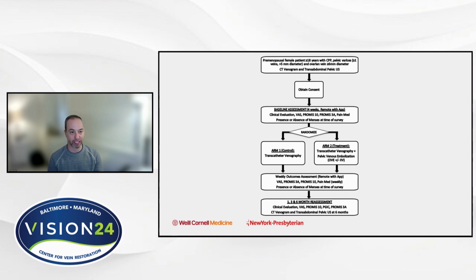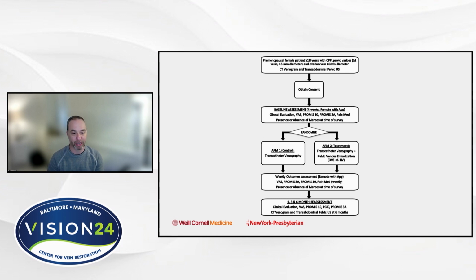Just to do this in another, more detailed manner to see how this trial is being situated, you can see the components that we've already discussed in text format, but premenopausal female patients greater than or equal to 18 years old, they have to have chronic pelvic pain, they have to have pelvic varices, they have to have ovarian vein diameter greater than or equal to 6 millimeters. We're going to do CTVs and transabdominal ultrasounds in all these patients. They're going to be monitored for a period of 4 weeks pre-randomization.